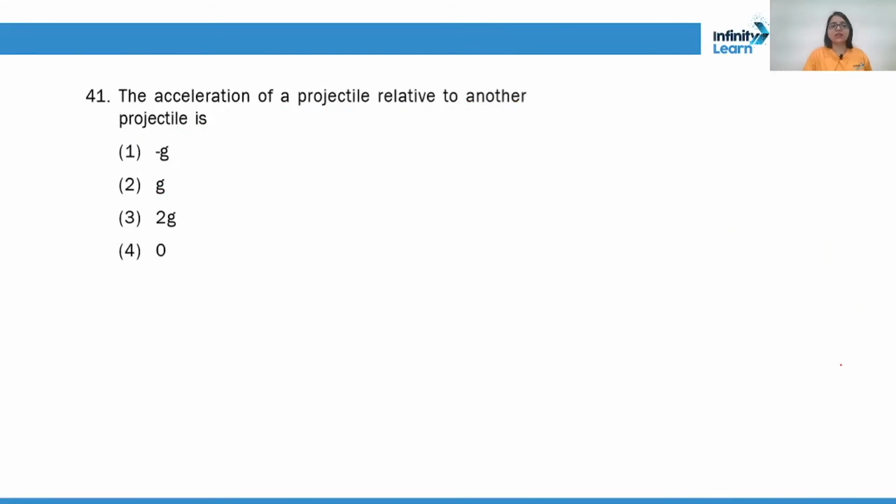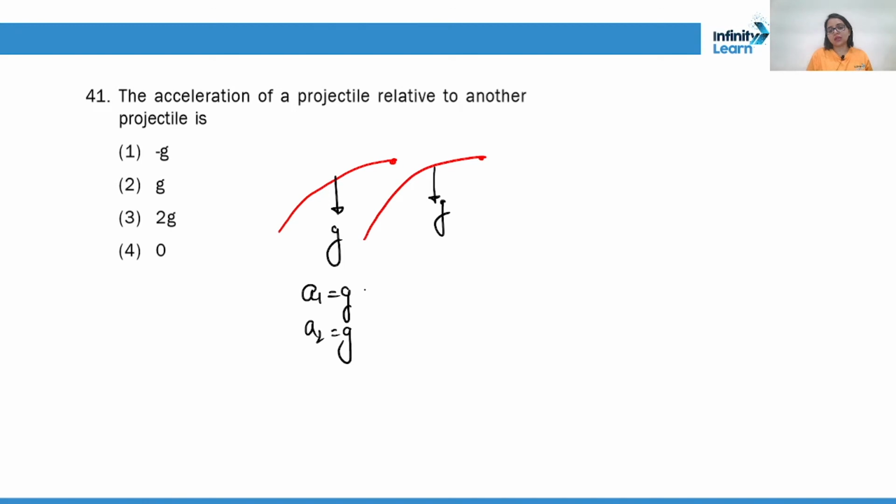Question number 41. The acceleration of a projectile relative to another projectile is... So we have two projectiles, 1, and this is, let's say, another projectile 2. Fine. So both of these projectiles will experience acceleration due to gravity. Gravitational force will be experienced, right? So acceleration of 1 is vertically downwards, that is equal to g. Acceleration of 2 is also vertically downwards, that is equal to g. So A1 is g, A2 is g, and along minus j cap, right?